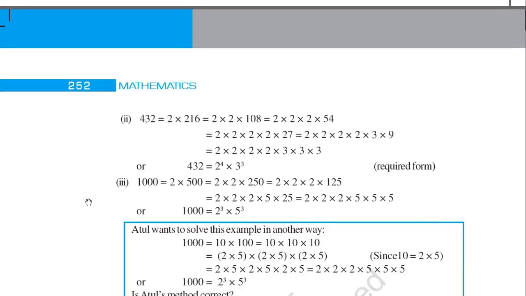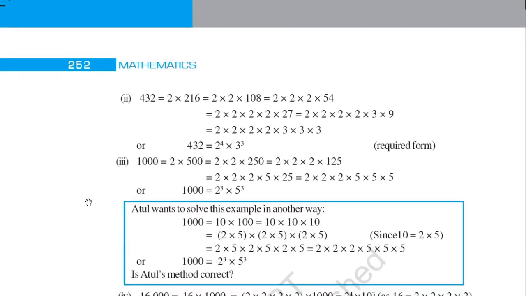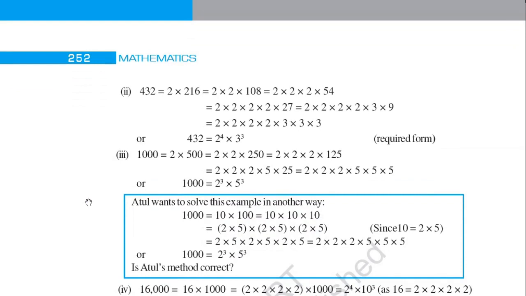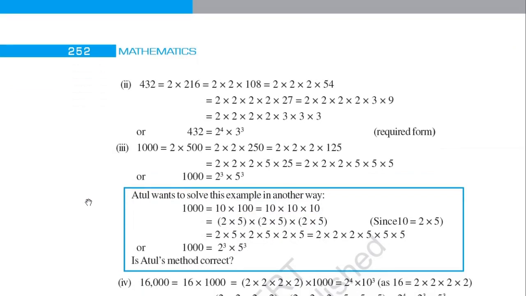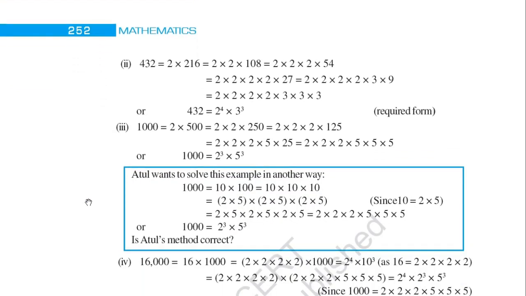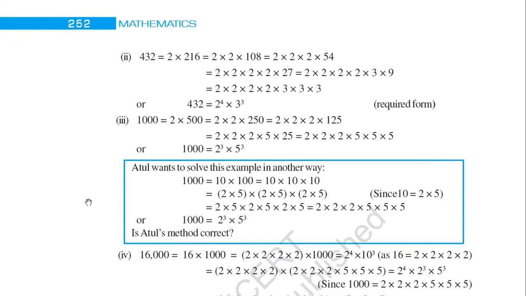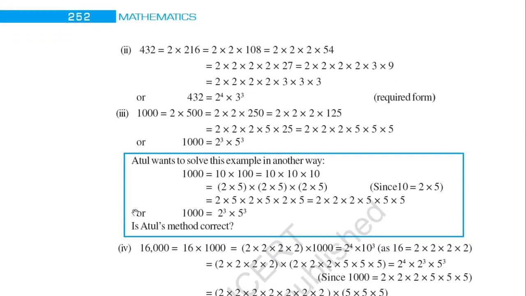So you can see second, 432 is equal to 2 into 216, 2 into 2 into 108, 2 into 2 into 54, 2 into 2 into 2 into 27. So 27 can be written as 3 into 9. So 2 to the power 4 into 3 to the power 3. 1000 can be written as 2 into 500, 2 into 2 into 250. 250 can be written as 2 into 125. So 125 can be written as 5 into 25. So it will become 2 to the power 3 into 5 to the power 3.